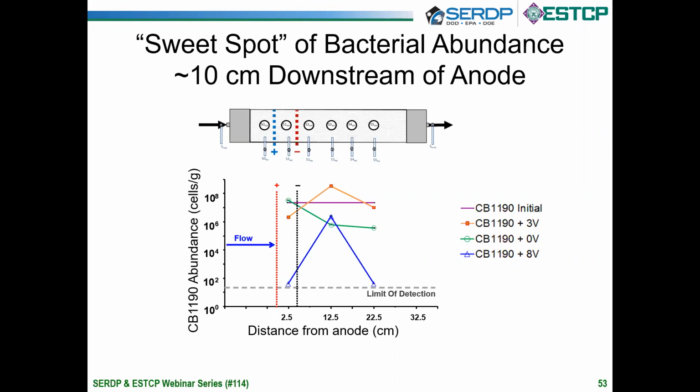This was the CV1190 abundance, measured as abundance of the dioxane monooxygenase functional gene. And what we saw here is basically that along the column, about 10 centimeters down gradient of these electrodes, we had a maximum, which indicated that this would be a sweet spot for the bacterial abundance. And we used this information to then later design a second generation bioelectrochemical reactor.